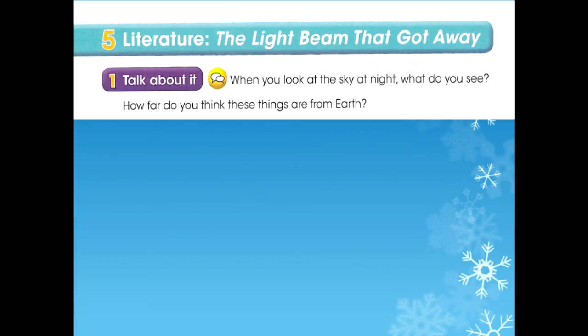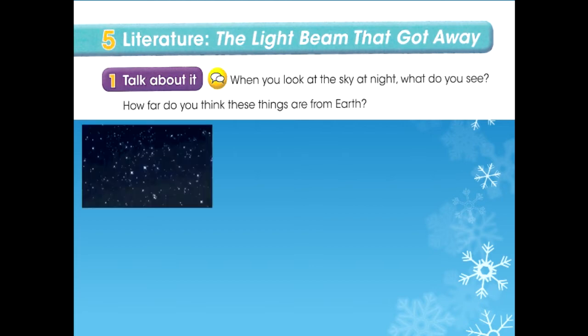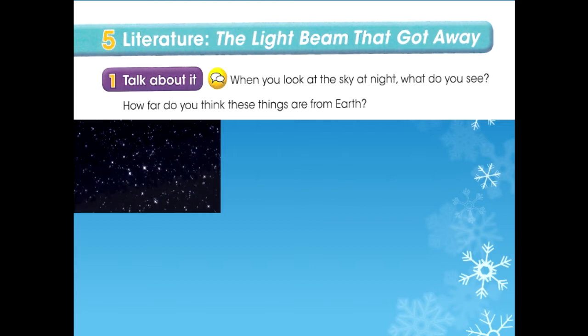Okay, now lesson 5, literature, The Light Beam That Got Away. A quick question before we start. When you look at the sky at night, what do you see? How far do you think these things are from Earth? I'll give you some suggestions. If you look at this picture, try to say what is this picture. Okay, we can see stars at night.